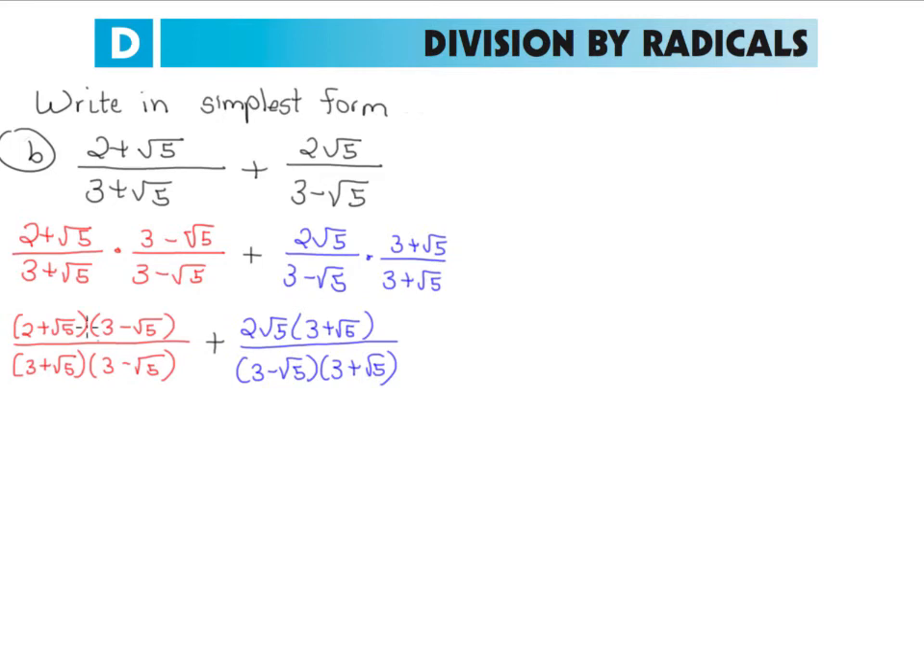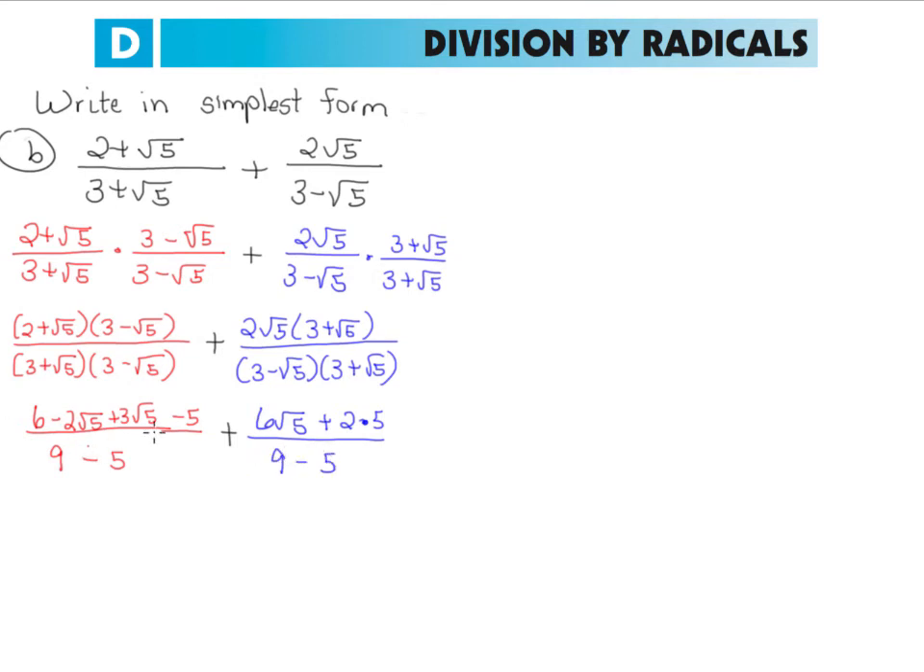And practicing my multiplication of radicals we learned in a previous section. On the numerator of the first fraction, I should get 6 minus 2 the square root of 5 plus 3 the square root of 5 minus 5, and the denominator, we have the difference of squares, so it's going to be 9 minus 5. Plus, for the second fraction, we're going to do the distributive property, distributing that 2 the square root of 5 to each term, giving us 6 the square root of 5, plus 2 times 5, over our difference of squares again, which is 9 minus 5.